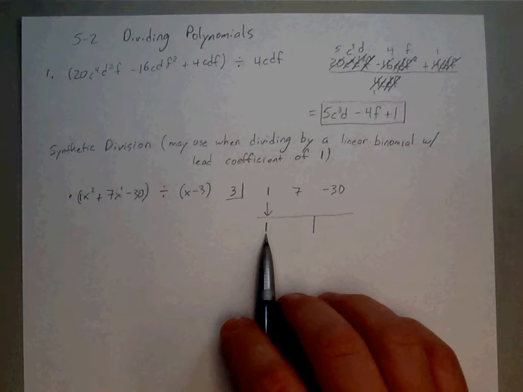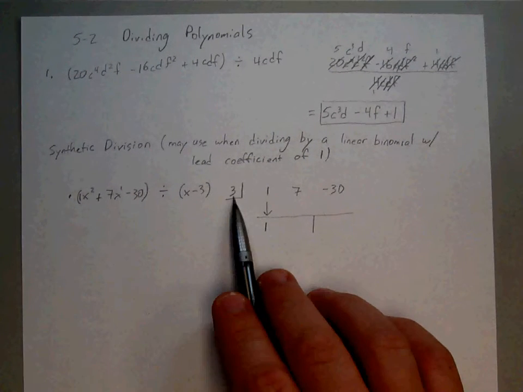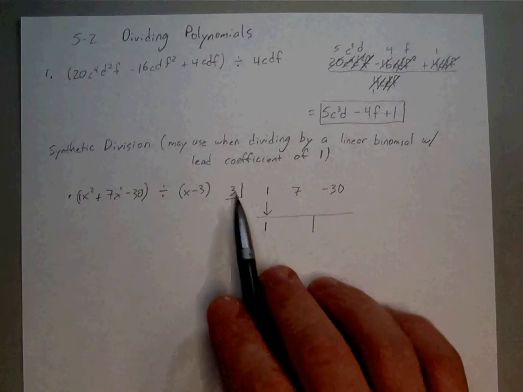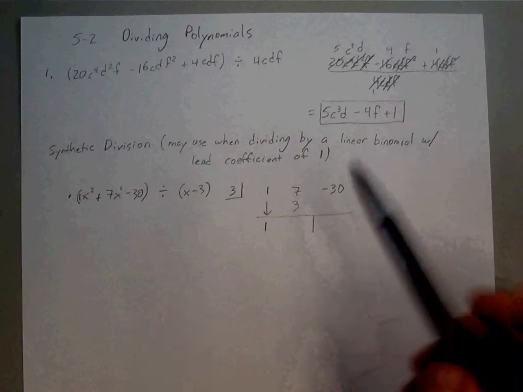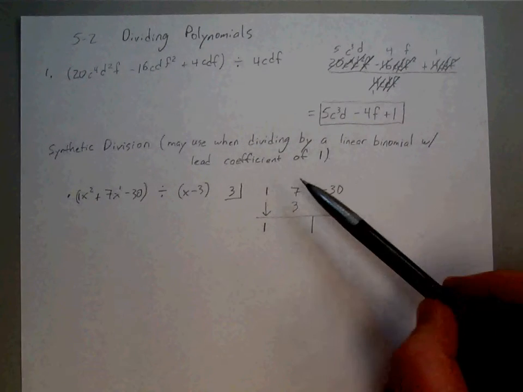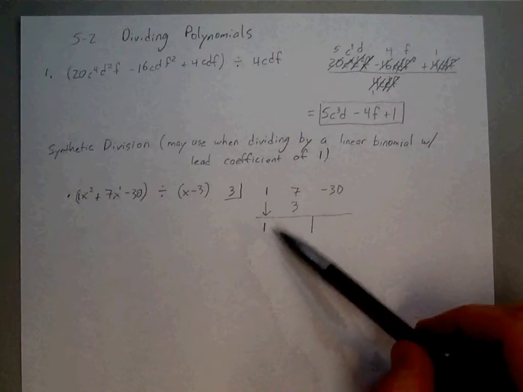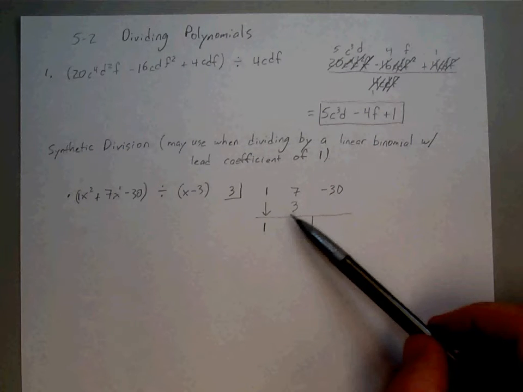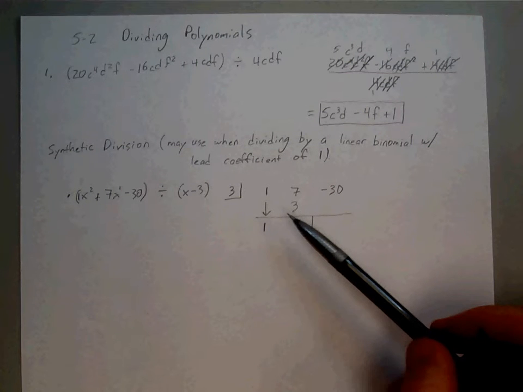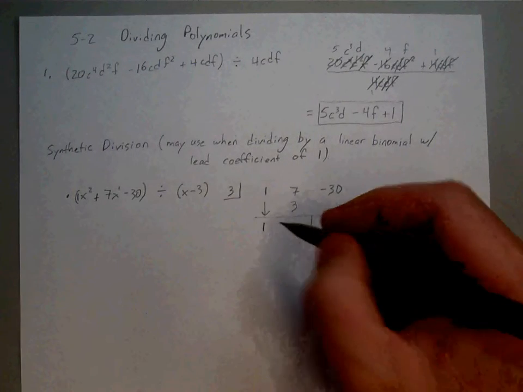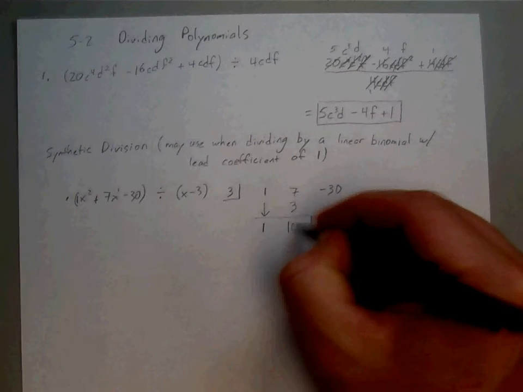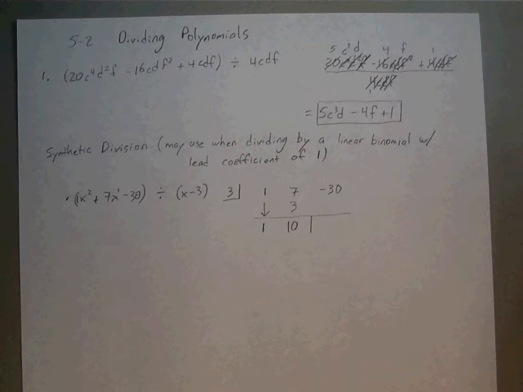Once you get a number below the line, you're going to multiply it by this number in this half box. So 1 times 3 is 3. That's what you're going to write underneath the next one. So underneath the 7, write the 3. 3 times 1 was 3. You're going to write that 3 there. And then you're going to add those two numbers together, the 7 and the 3. 7 plus 3 is 10. Write that below the line.